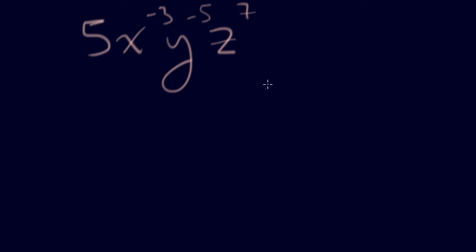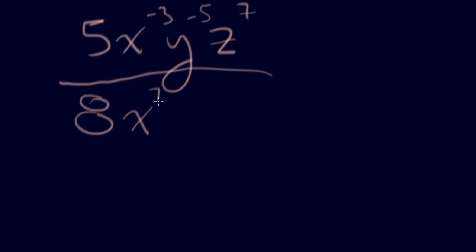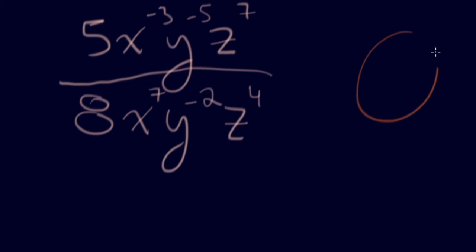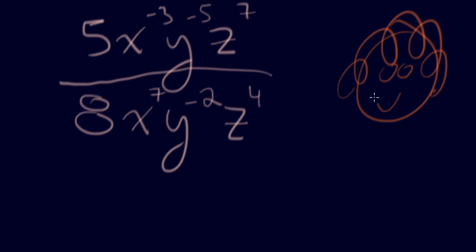Let's kick it up a notch. So let's say we had 5x to the negative 3, y to the negative 5, z to the 7th, all over 8, x to the 7th, y to the negative 2nd, z to the 4th. Okay, so remember Sally. Sally's always happy, and she's just thinking, where is there more? So when she's thinking about her answer, she's like, boom, boom, boom.